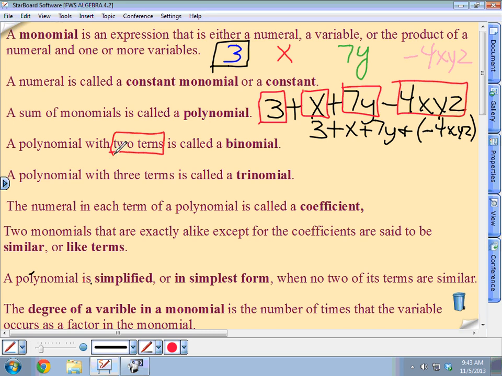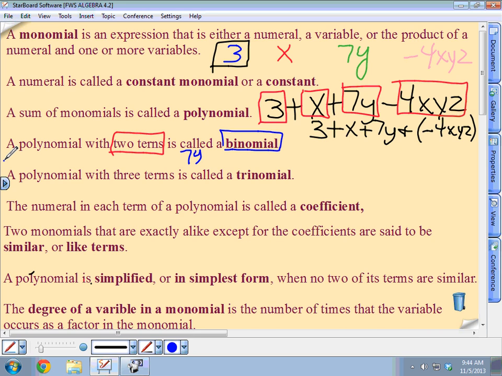If you have a polynomial with 2 terms, we call it a binomial. Binomial, bi meaning 2. That's what the prefix bi means, is 2. And so, give me an example of a binomial, Weston. Anyone at all? I'll write it down. 7y. That's a monomial. Give me a binomial. 7xy. I'm sorry? That's still a monomial.